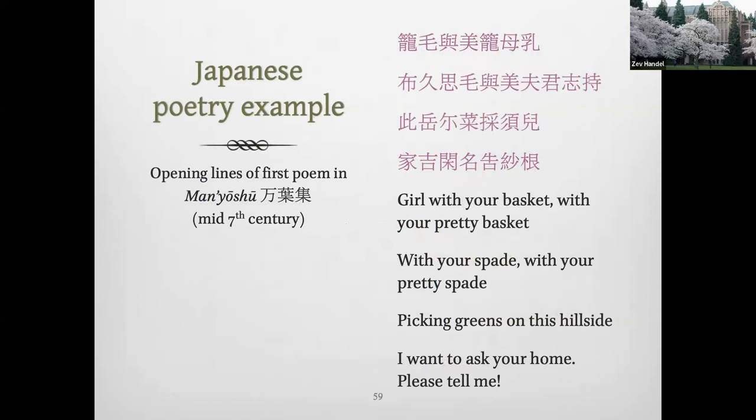Okay, here's a poem. Here's an actual text. This is the first four lines of the very first poem of the great Japanese poetry collection known as the Manyoshu, a 7th century collection of thousands and thousands of poems. Girl with your basket, with your pretty basket, with your spade, with your pretty spade, picking greens on this hillside, I want to ask your home, please tell me.